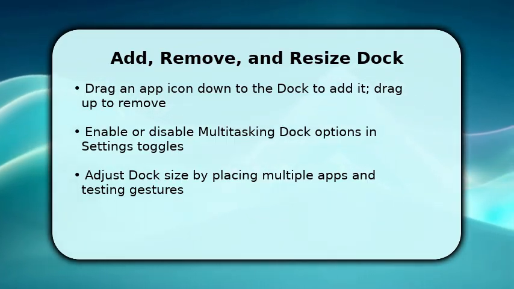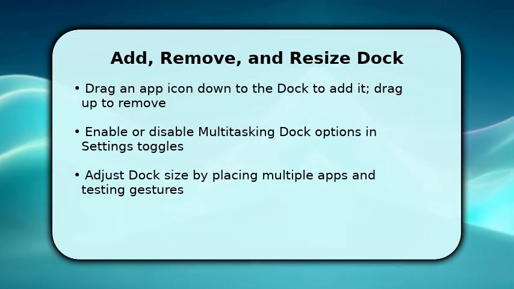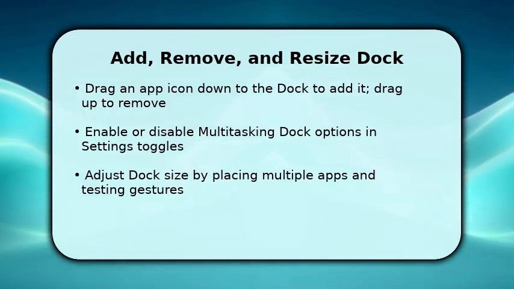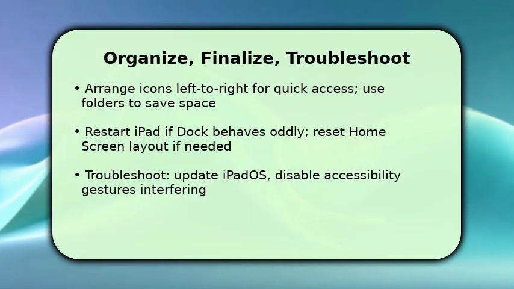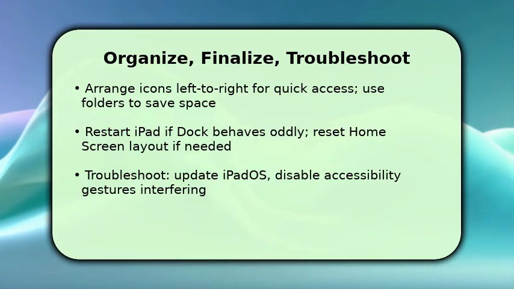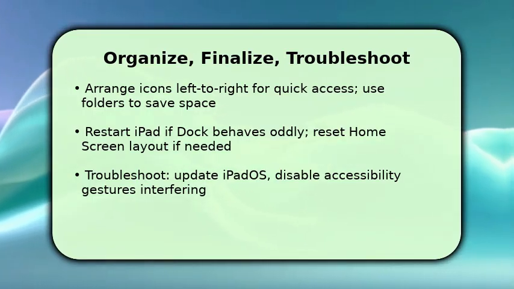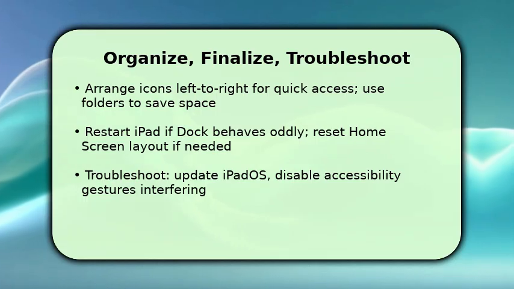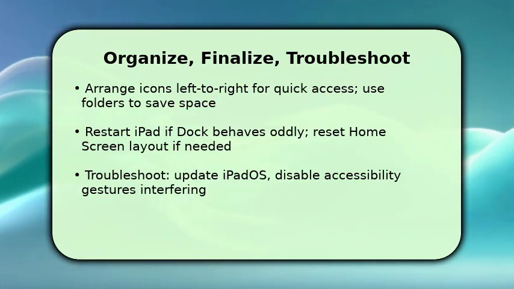If you want larger capacity, test with several apps and confirm gestures like swipe up still work smoothly. Finish by organizing icons in the dock in a logical left-to-right order and group similar apps into folders to maximize space. Once satisfied, press the home gesture or button and test launching apps from the dock.